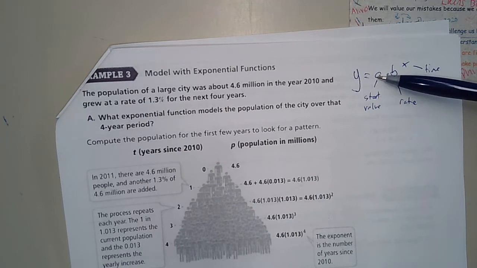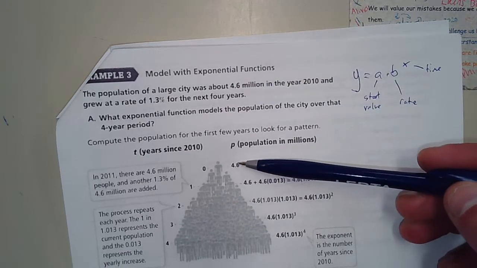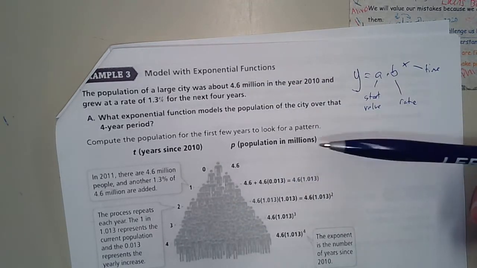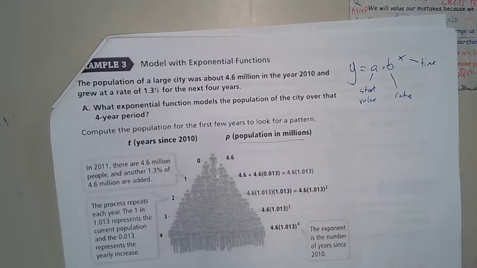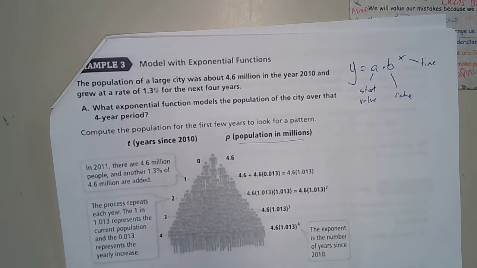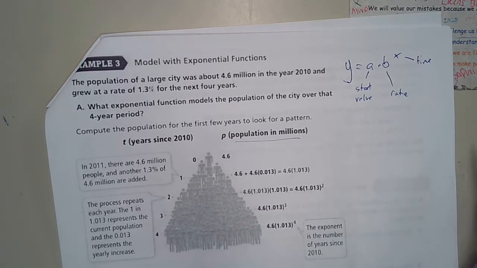We start with 4.6 million. Now you could write 4.6 million if you wanted to, or you can just write 4.6 and know that your population is measured in millions. Both are fine. Usually it's just nicer to call it 4.6. So that's going to be our start value.